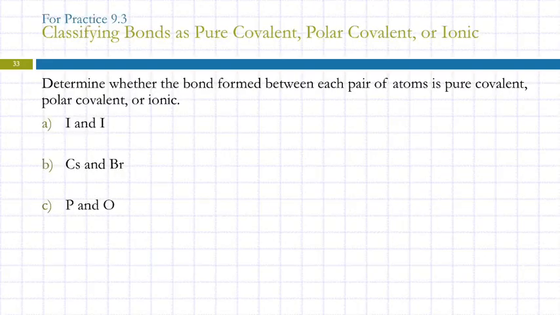So we should be able to answer questions like this. Identify bonds between these two atoms. Is it nonpolar covalent? Is it polar covalent, or is it ionic? So iodine and iodine. Nonpolar. Those are the same atom. They have the same electronegativity.